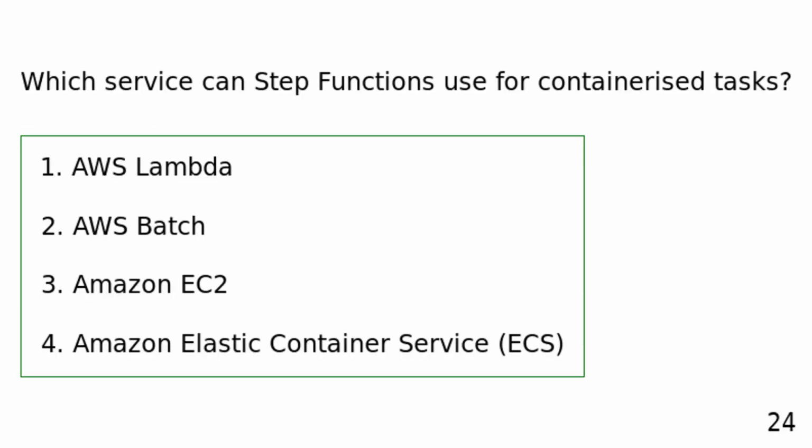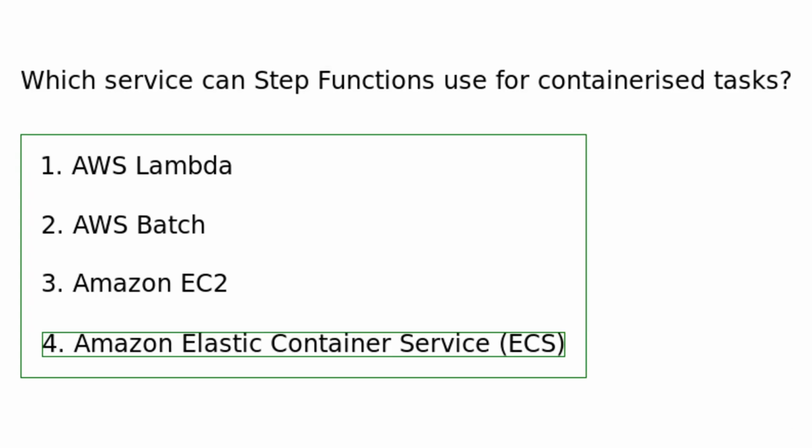Which service can Step Functions use for containerized tasks? AWS Lambda. AWS Batch. Amazon EC2. Amazon Elastic Container Service. Step Functions can use Amazon ECS to run containerized tasks, providing flexibility for workloads that require specific runtime environments or dependencies.